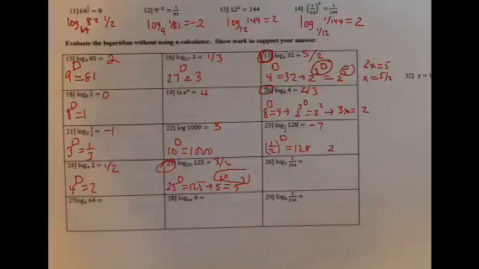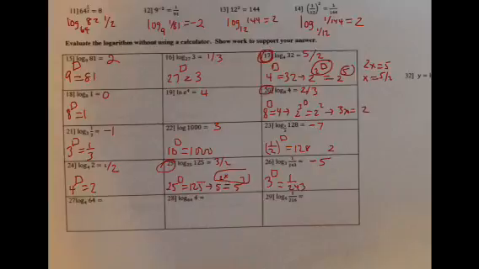Number 26, 3 to what power is 1/243? Well, we know that 3, I believe it's to the 5th. 3 to the 5th is 243. So since you want 1/243, it'd be -5. That's going to flip the 3 into 1/3.